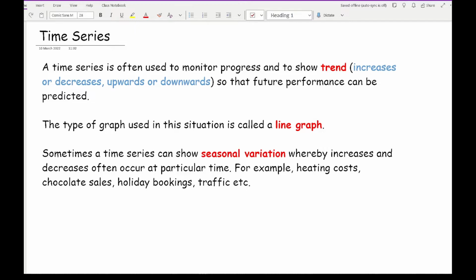So for example, let's say heating costs, where you would expect a sharp rise in the winter because obviously people are using it more, and less so in the summer. And obviously then you're looking at chocolate sales, so you could say that you'll see increases at Christmas, Valentine's Day, and Easter. Holiday bookings generally tend to be more popular during school holidays, and obviously traffic times for using rush hour or when people are approaching work or leaving work.